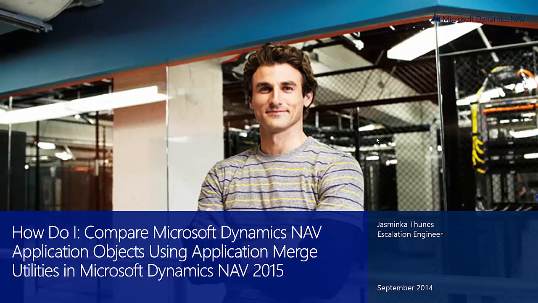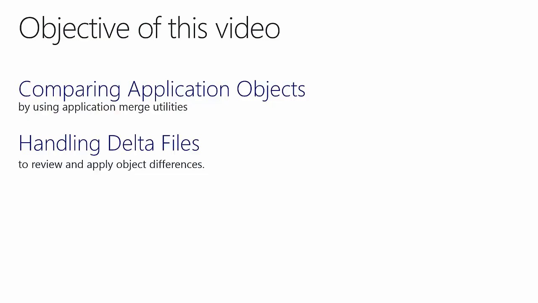Throughout this video, I will show you how to use application merge utilities to compare NAV application objects. At the end of this video, you will be familiar with using the compare commandlet provided with application merge utilities to compare different versions of NAV application objects and use the resulting delta files to handle the differences.